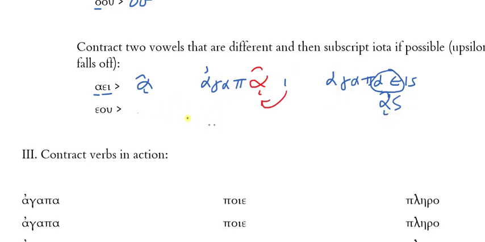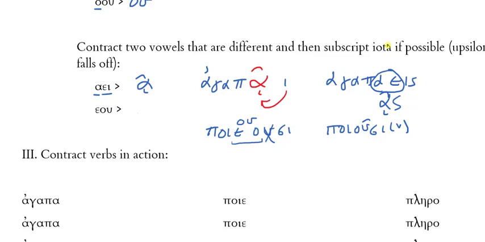Over here, we have example poie plus ousi. So the epsilon meets an ou. What's going to happen? These two will contract. They become ou, and then this upsilon will fall out. Okay? So upsilon falls off. So I get poiousi and the movable nu. All right, so there you go.